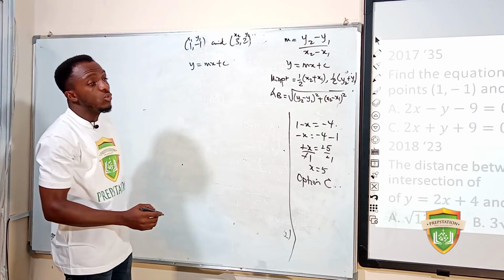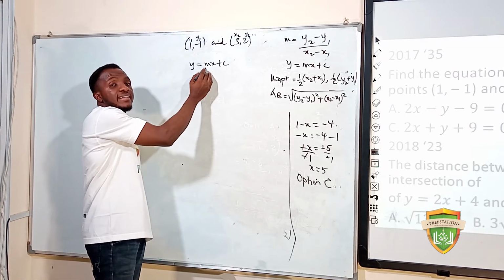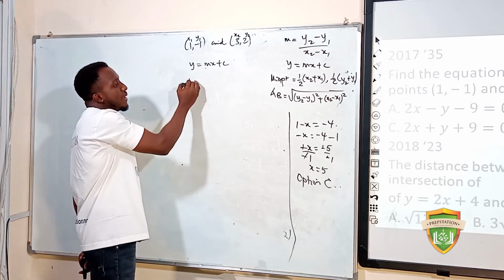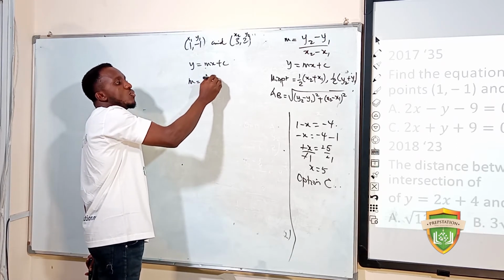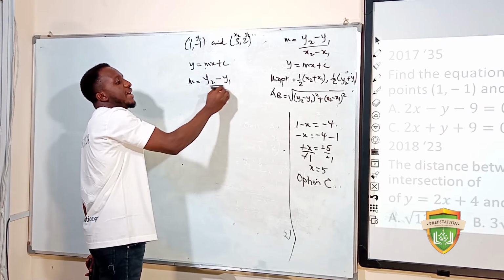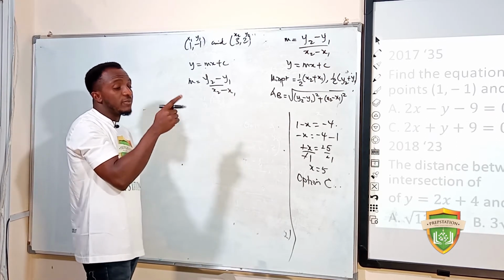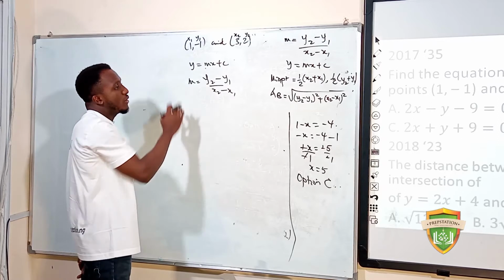So what do we need? We need to find the gradient of this line. How do we find the gradient? Remember, m is y2 minus y1 over x2 minus x1. Please pay rapt attention because this is a different kind of question. So listen to how we're going to solve the question.